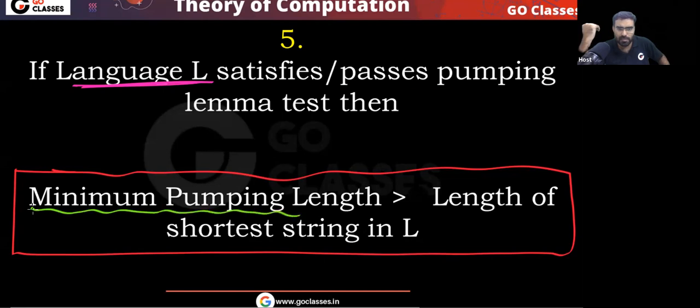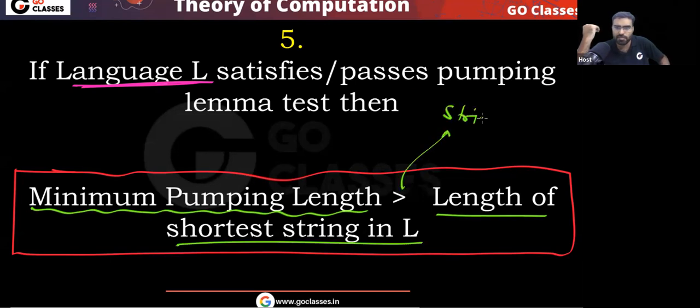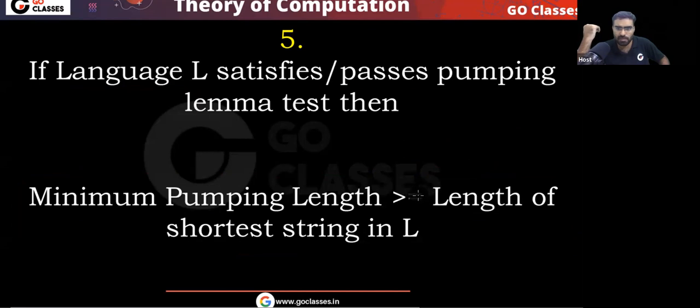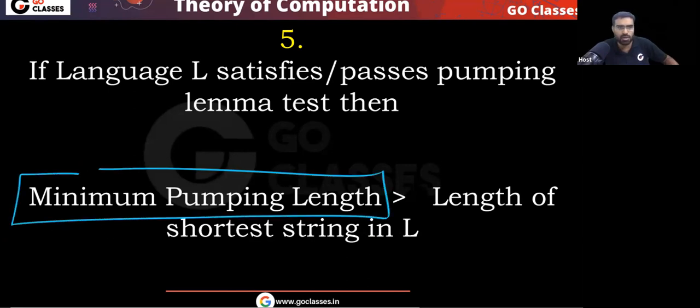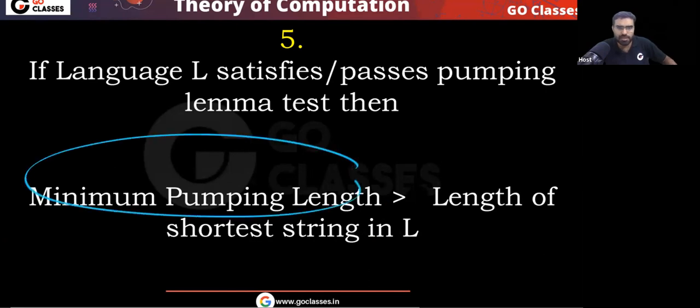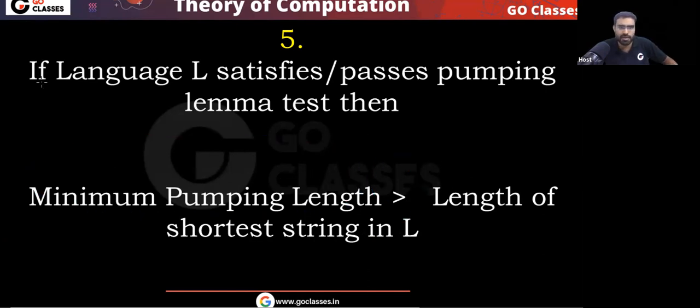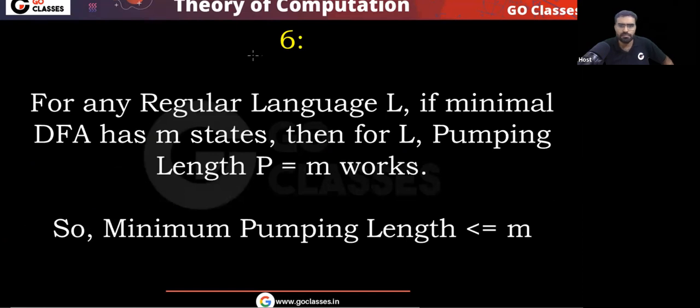Minimum pumping length will be strictly greater than the length of the shortest string. This point also we have seen. We have already seen this in our previous lectures. So a very simple point: the minimum pumping length will be strictly greater than the length of the shortest string. Now let's see the next point.